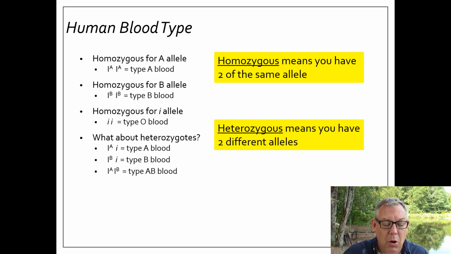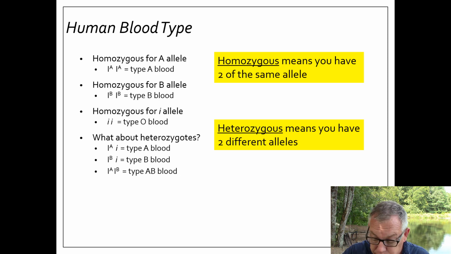And so, for example, if you're homozygous for the A allele, homo means same, so homozygous means you have two alleles that are the same at that gene locus. If you're homozygous for the A allele, then you have A-type blood. If you're homozygous for the B allele, you have B-type blood. If you're homozygous for the small i allele, that's how you get type O blood.